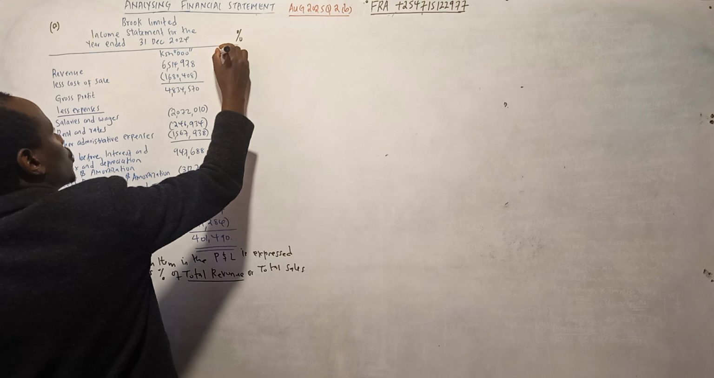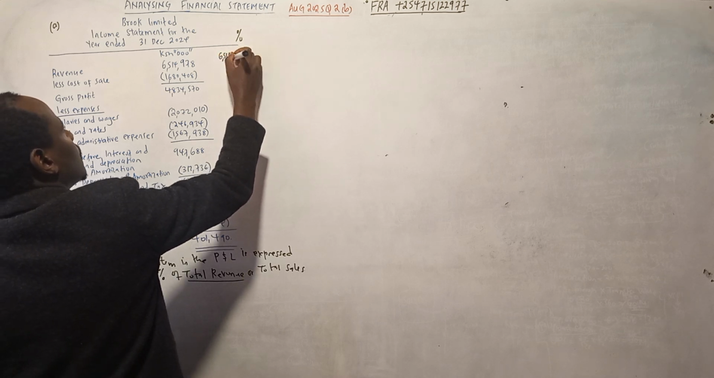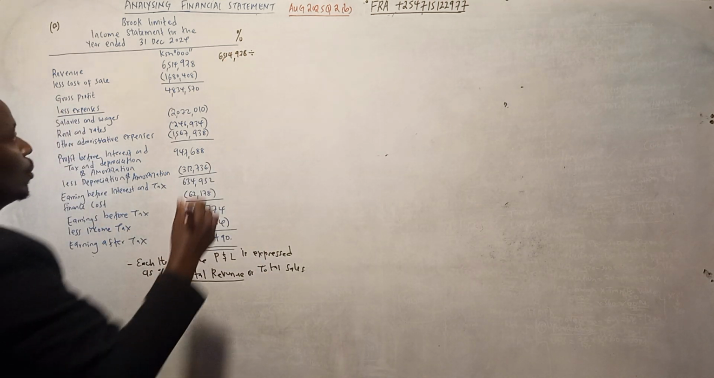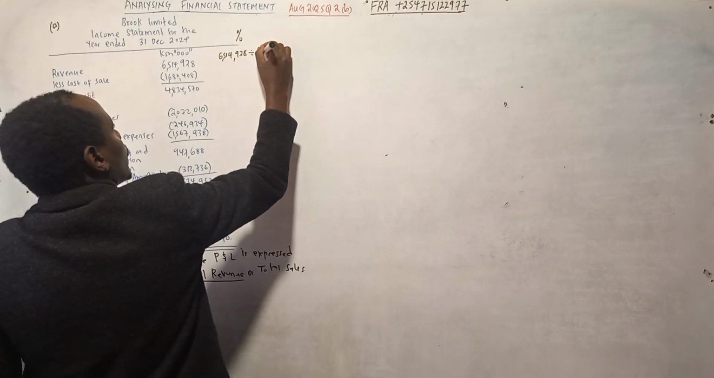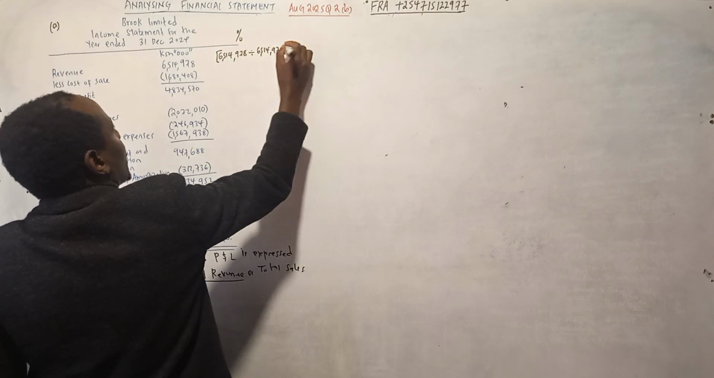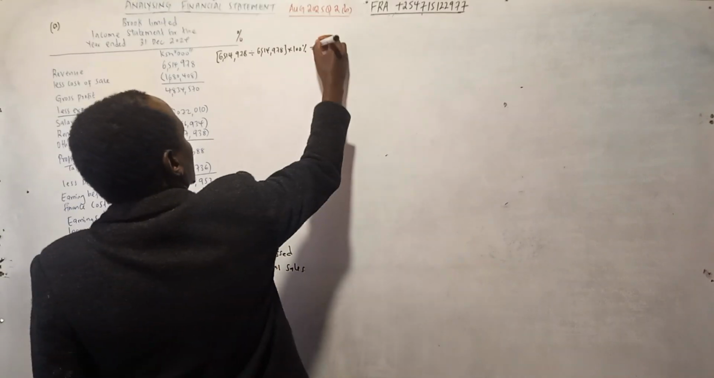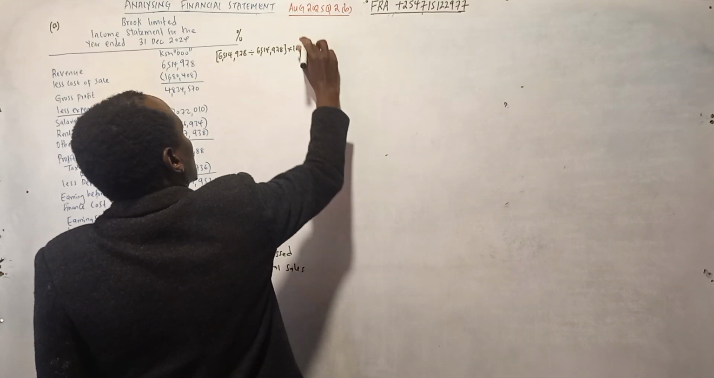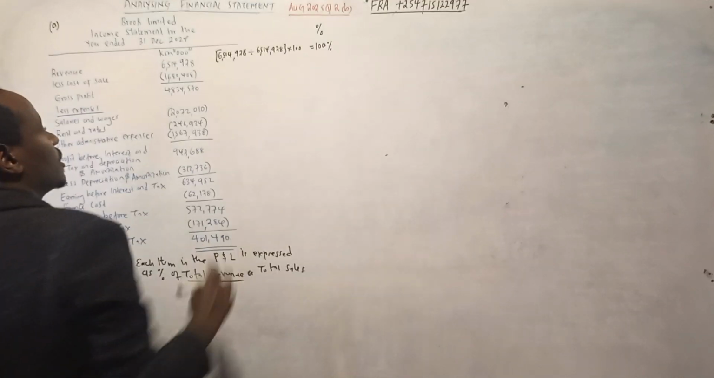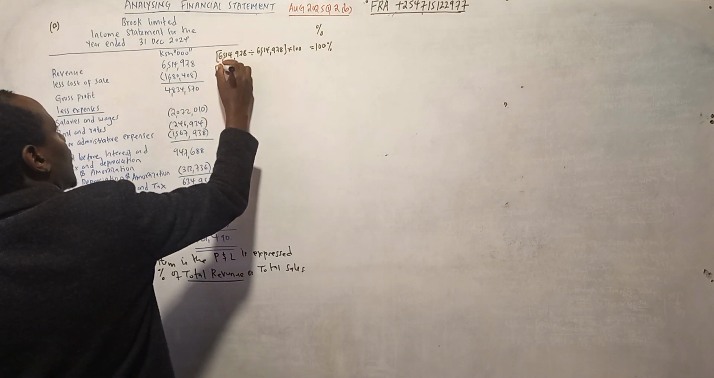So revenue is equal to 6,514,978 divided by, now revenue divided by what? The total revenue, which is 6,514,978. Then your answer you multiply by 100. That will be equal to 100%. So let me put the percentage here. So that's number 1.